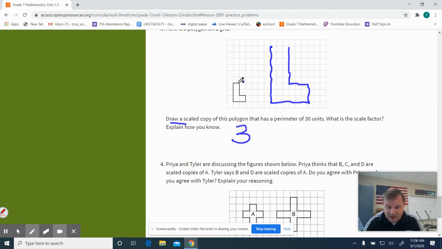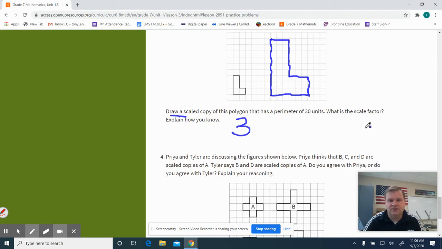Well, look, it lines up right here. That's 1. 1 times 3 is 3. So it's going to look something similar to that. Hopefully your lines are a little straighter than mine.